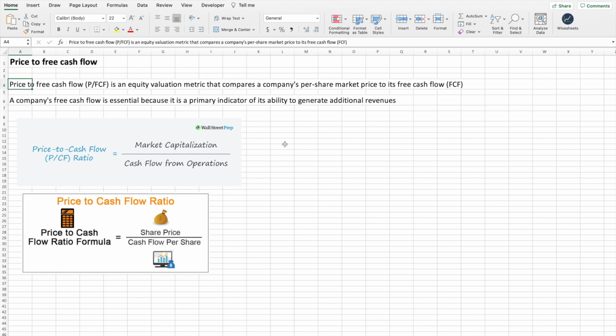There are two formulas that are quite simple to use to calculate the price to free cash flow ratio. One of them is to take the market capitalization of the company and divide that by the cash flow from operations. And the other method, which is more commonly used, is to take the existing share price and divide that by the cash flow per share.